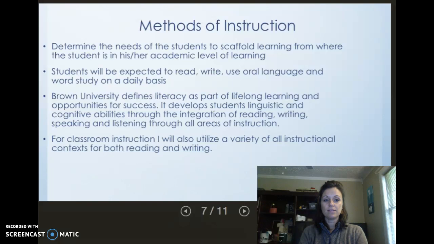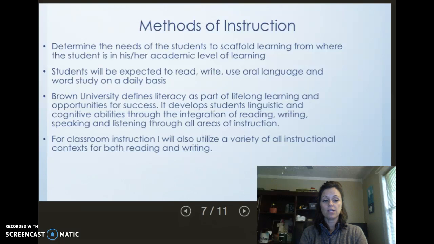To create a balanced literacy framework in the classroom, I'll start by determining the needs of the students, and this will help me determine the learning level for reading and writing, as well as where to begin to scaffold for the student. Students will be expected to read, write, and use oral language and word study on a daily basis. This will be important for all content areas.